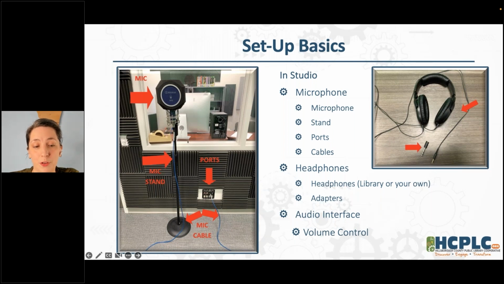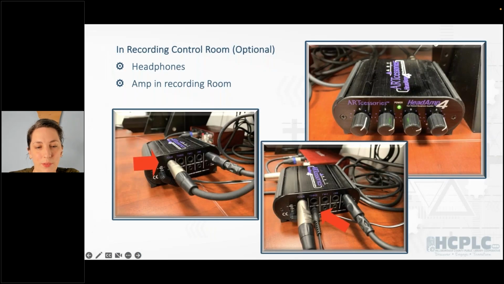And then we have an audio interface or volume control. And we'll look at an example of that on the next slide. There we go. So this is an example of what that would look like. You've got your cables going into it and you've got a little headphone jack coming out of it. That's your interface there. And you've got your knobs on the right-hand side that let you adjust your levels, your volume. So this is just an example of a basic type of head amp that you could use to control what audio you're getting.